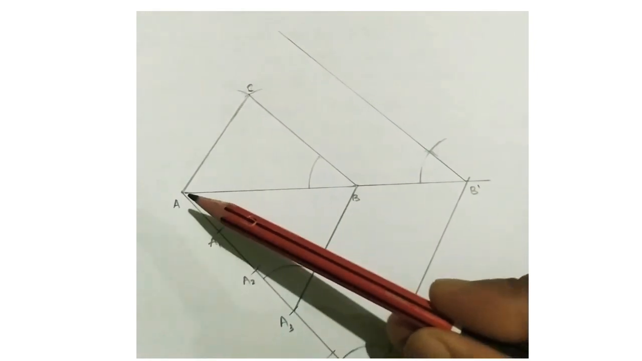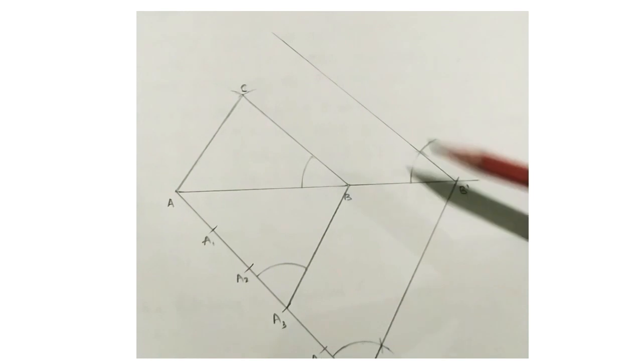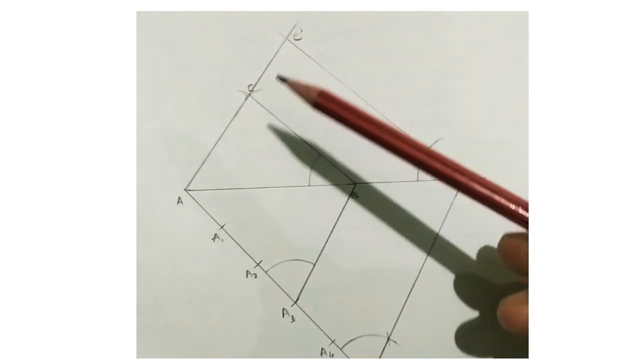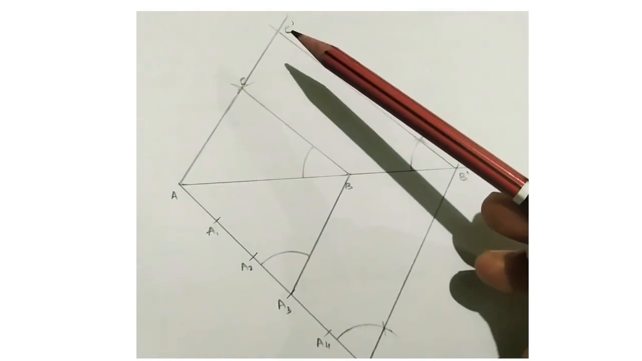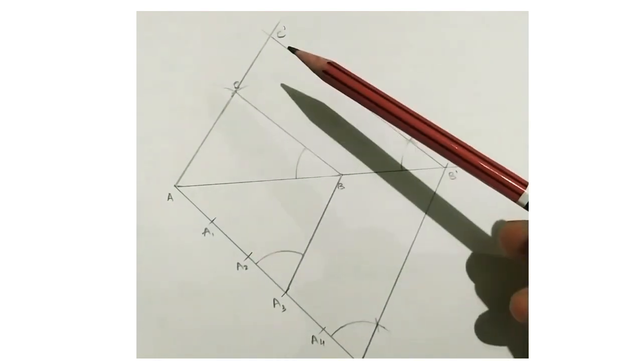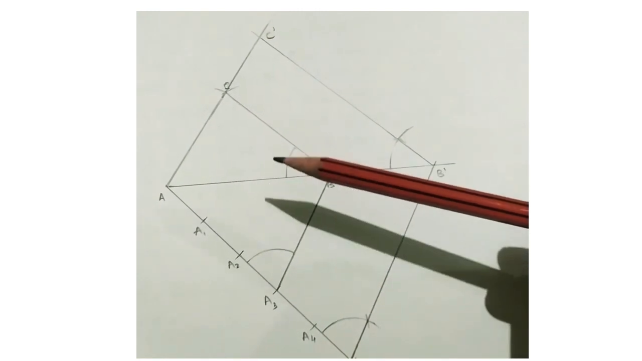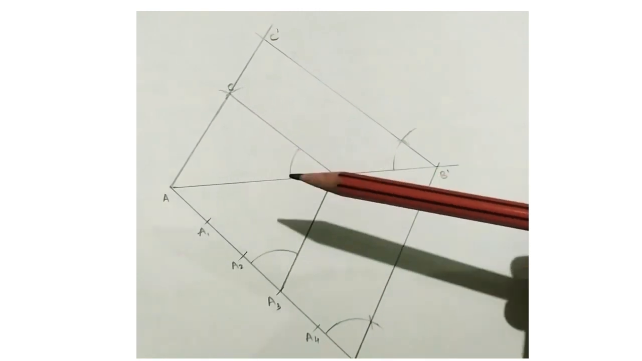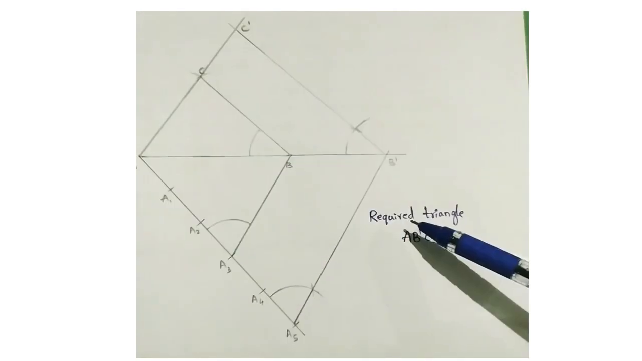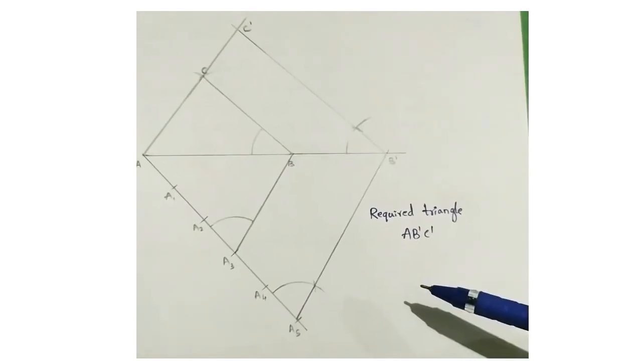Now extend this AC till it intersects the line from B dash. Now name that intersecting point as C dash. So now A, B dash, C dash is our required triangle, which is similar with corresponding sides of 5 by 3. Required triangle will be A, B dash, C dash.